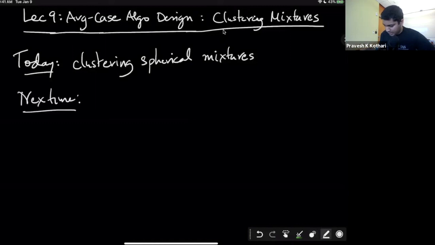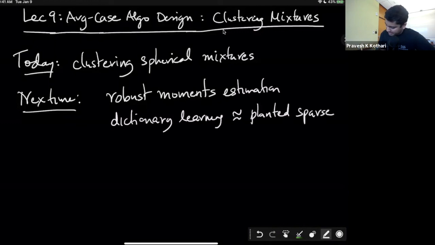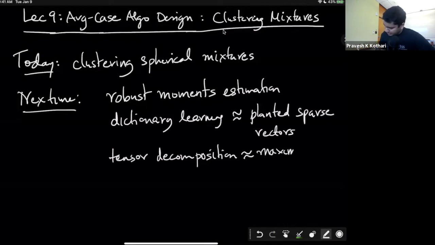we'll look at more general and interesting problems like this problem of estimating moments of distributions when there are corruptions in samples. We'll study this question of dictionary learning, which happens to be roughly equivalent to this question of finding sparse vectors in subspaces. We'll study this pretty important primitive of tensor decomposition. And actually, for us, it would be equivalent to maximizing polynomials over the sphere.